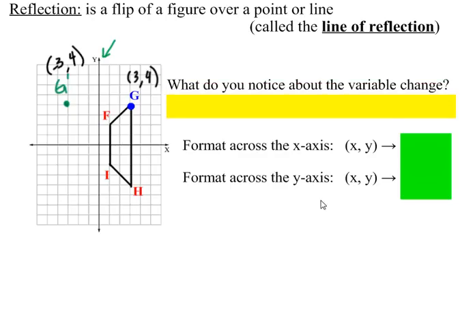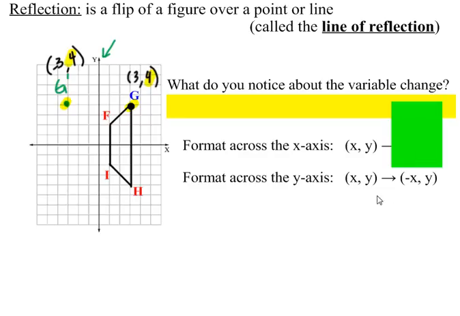What do we notice about the variable changes? Well, the 4 stayed the same, didn't it? And that makes sense because it pretty much shot straight across. It didn't change on the y. But the x changed. It changed from positive to a negative. So we know that when we reflect across the y-axis, we're going to make sure that the x value goes from a positive to a negative.